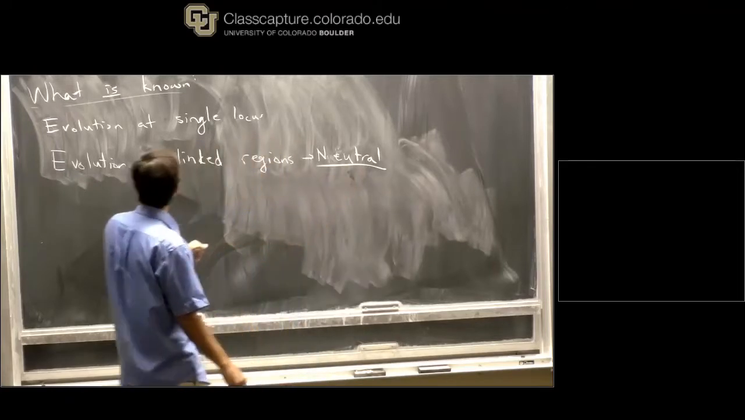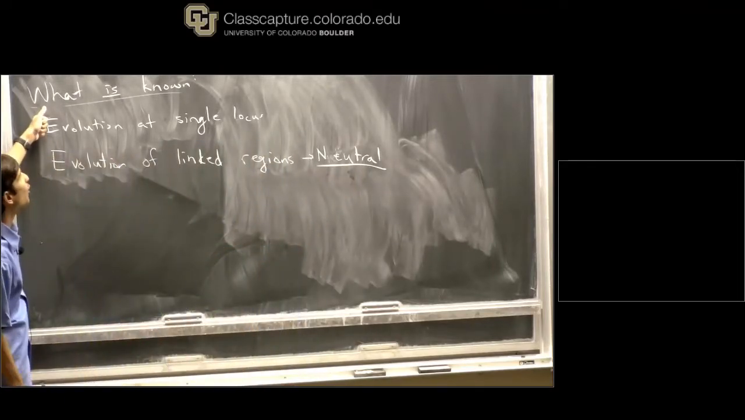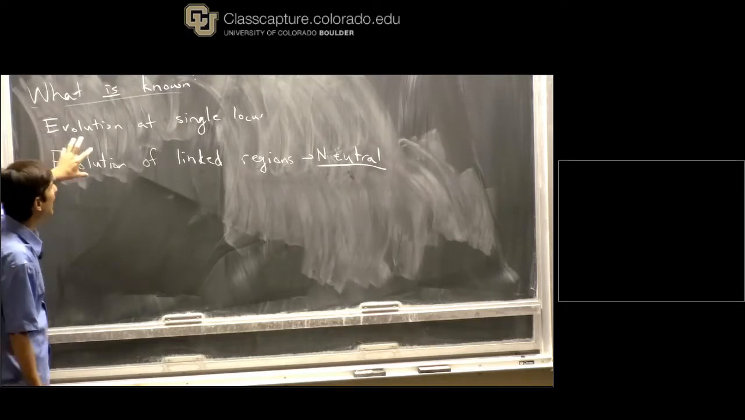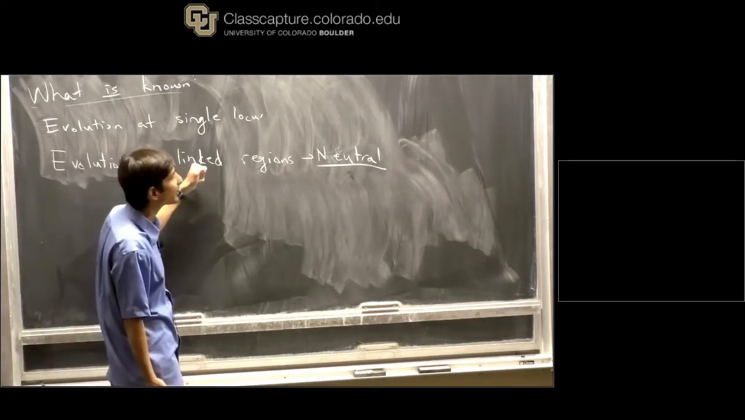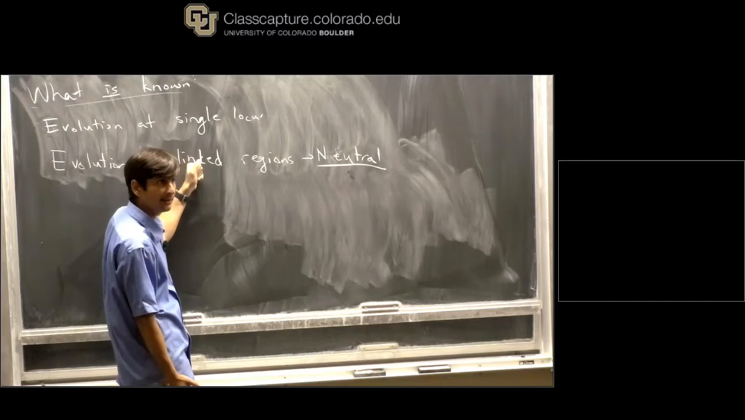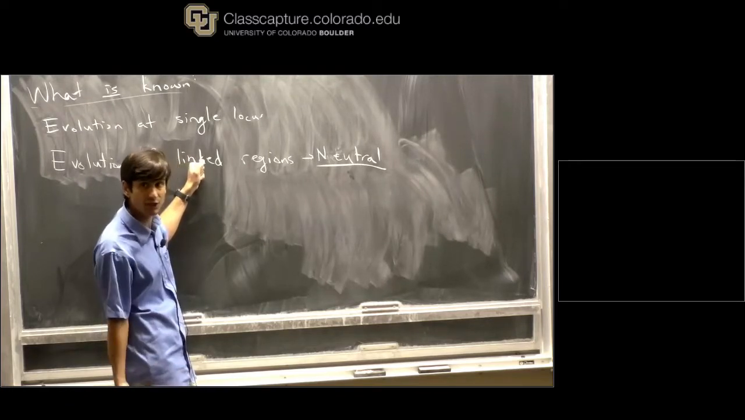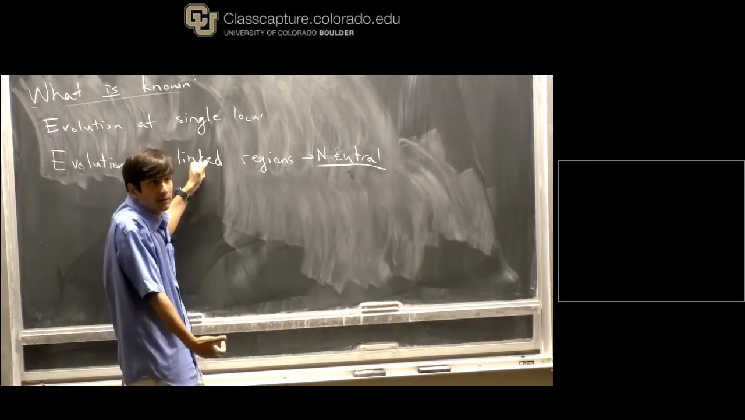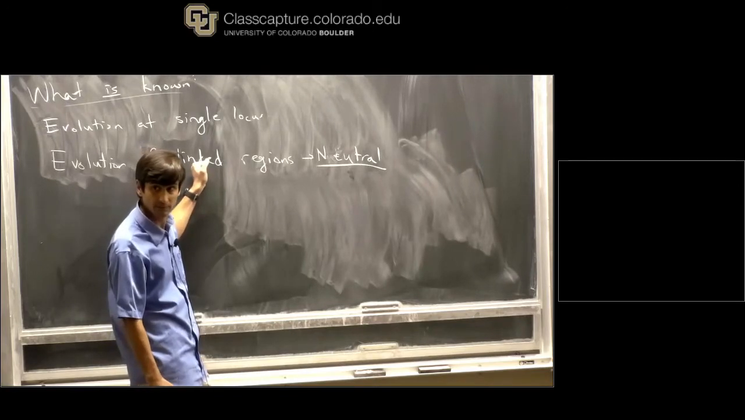but we can only understand them if they're neutral. Okay? And similarly, we know about evolution at a single locus, but only if everything was independent. So there's a natural gap, where what we need is some kind of theoretical framework for analyzing the evolution of linked regions of genomes where natural selection is acting, all right?